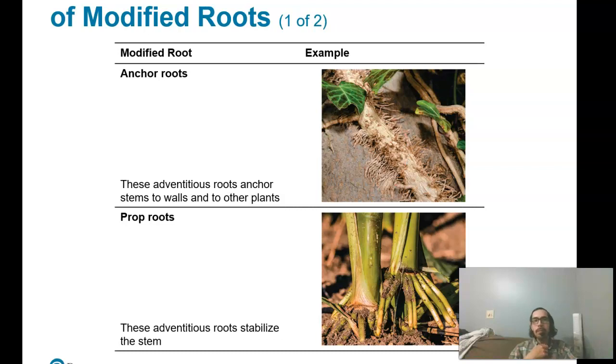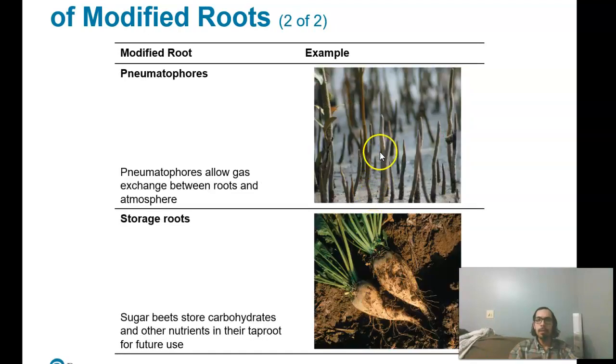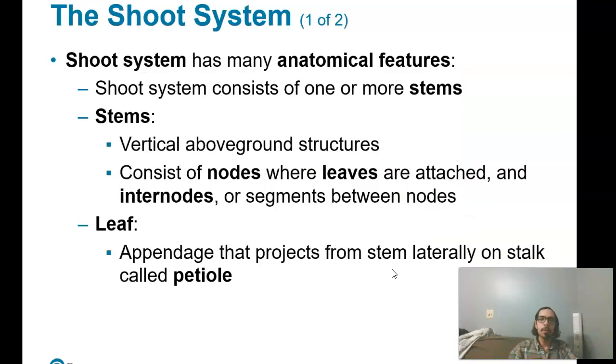Here you can see some examples of the different types of roots. The anchor roots, which anchor the stems to walls or other plants. You have the prop roots that help stabilize the plant. These are the pneumatophores that function in gas exchange between the roots and the atmosphere. And here are the sugar beets, which mainly store carbohydrates. All right, in the next video, we'll move on to the shoot system.